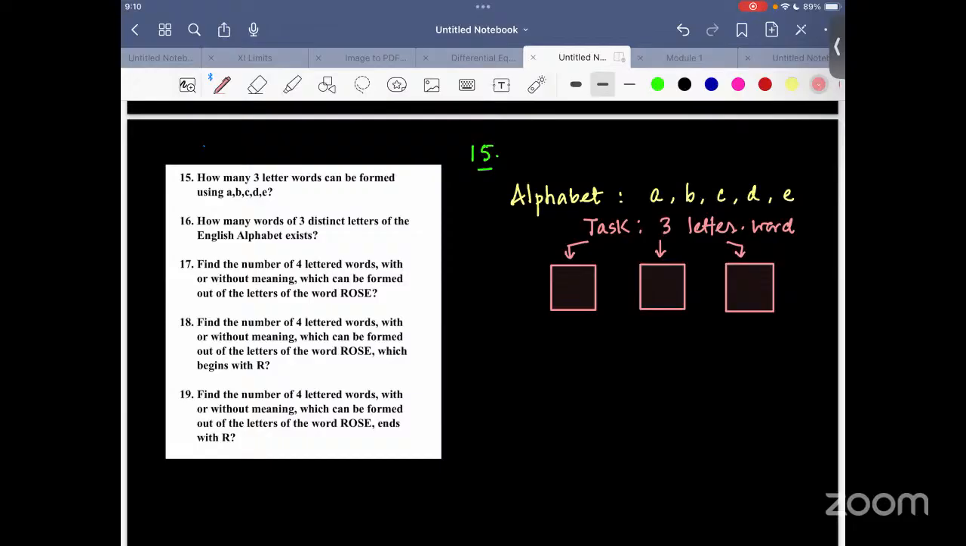Now, suppose for the first place, subtask 1 that you need to fill, you will ask yourself this question: who can come here? There are two types of problem from now onwards. One is repetition allowed, one is repetition not allowed. So what is repetition allowed? What is repetition not allowed? Repetition allowed means who can come in the first place can also come in the second place. Like A can be a word.